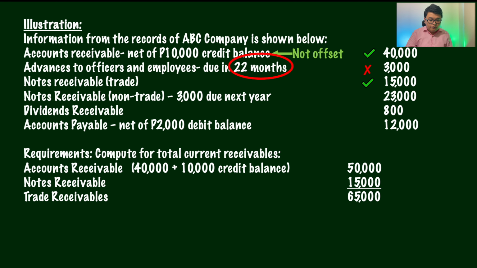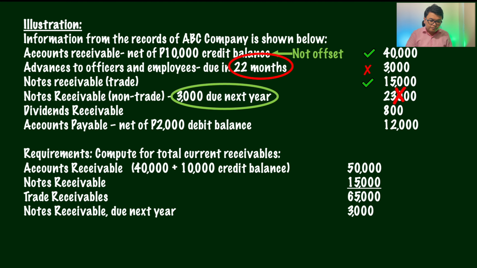Let's continue. For non-trade notes receivable, only the part which is collectible next year will be included in our current receivables, and this represents the 3,000 pesos. For dividends receivable, this is a non-trade receivable and by default, it is payable within 1 year. Therefore, we will include the 800 balance.